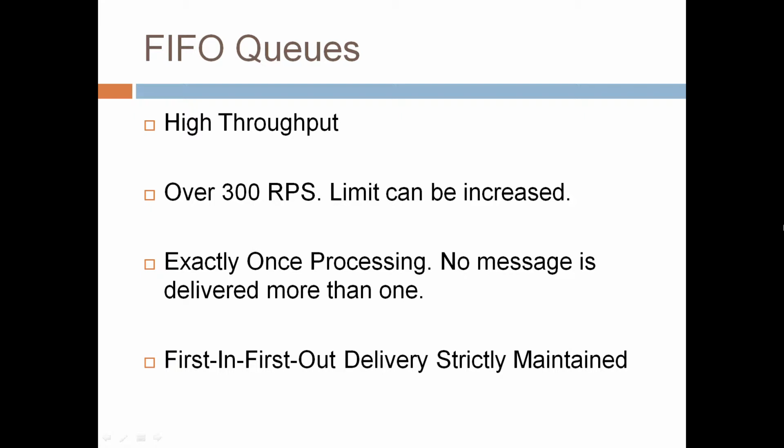And FIFO queues get you an exactly-once processing promise. That means every message will be delivered only once. It will not be delivered more than once. So that's the guarantee that you get from FIFO queues. Again, in a FIFO queue, the order of delivery is strictly maintained. That means the messages that arrive at FIFO queues are always in the order in which they were sent. So you don't have to build another logic in your application to maintain this order or to check the order.